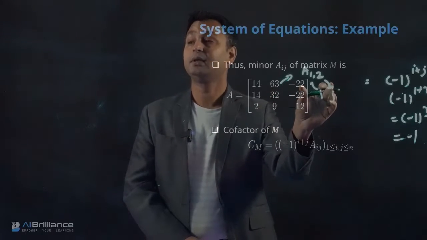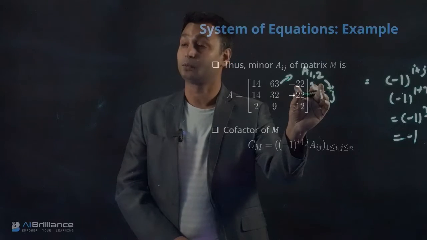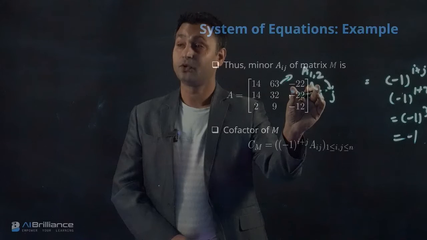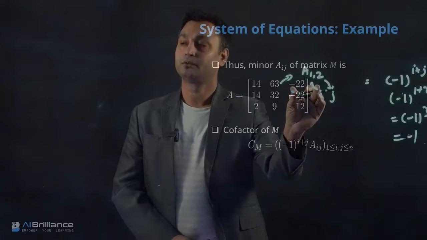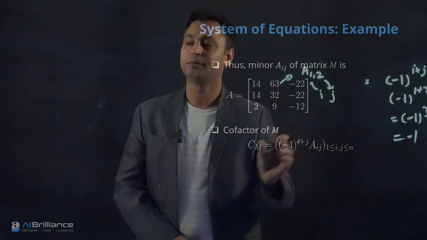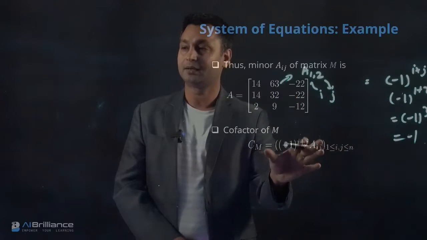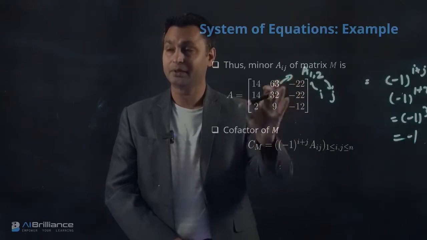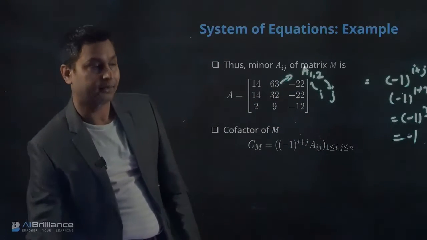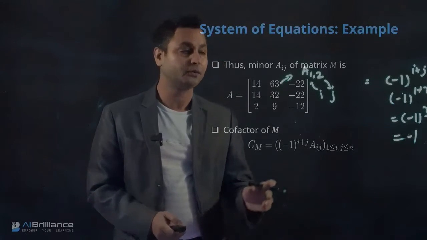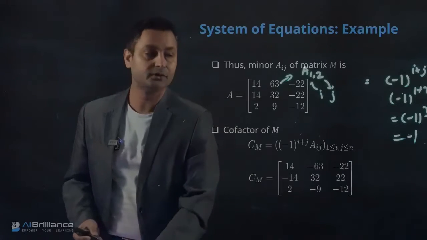Now I will go here, and the i coefficient is 1, the j coefficient is 3, 1 plus 3 is 4, and (-1) to the power 4 is going to be 1, so this is not going to change sign. That's how I'm going to be using this equation. Whether that cofactor is going to have the changed sign of the element in the A matrix or not is going to be determined by the equation that we have here.